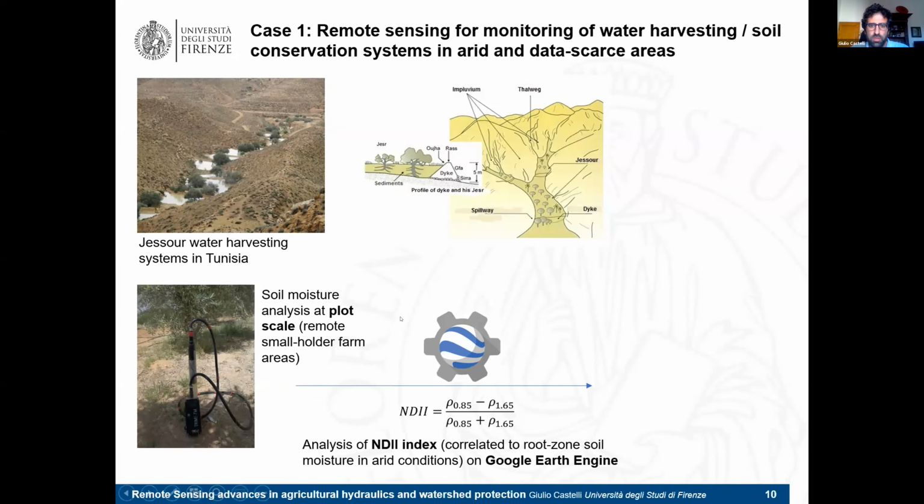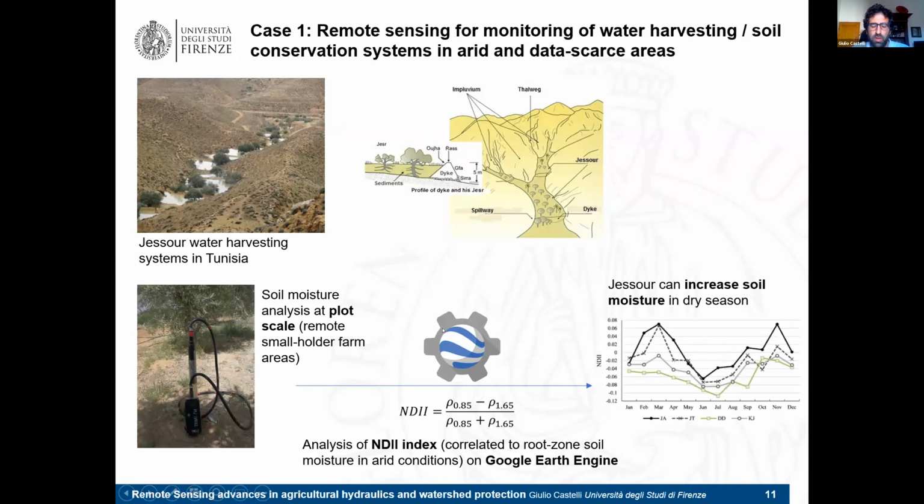So thanks to this analysis, we were able to create longer time series analysis, which really confirmed that this kind of water harvesting system, which is very traditional, can increase soil moisture in the dry season.